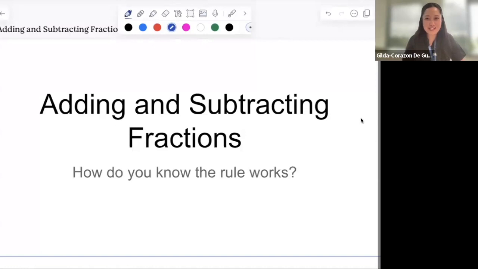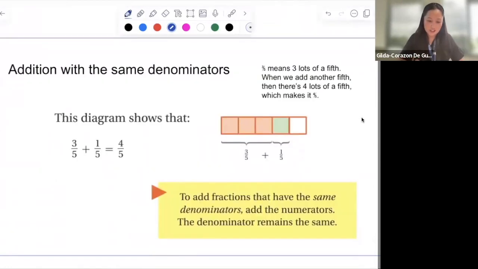Good morning, everyone. Today we will be looking at some diagrams so that we will be able to understand the rules in adding and subtracting fractions. We've got 3/5. We want to add it to 1/5. Well, that's your 3/5 there, and this is your 1/5. And it makes sense that we're just really adding 3 and 1 to make it 4/5, because now our fraction here becomes 1, 2, 3, 4 parts out of the 5 equal parts.